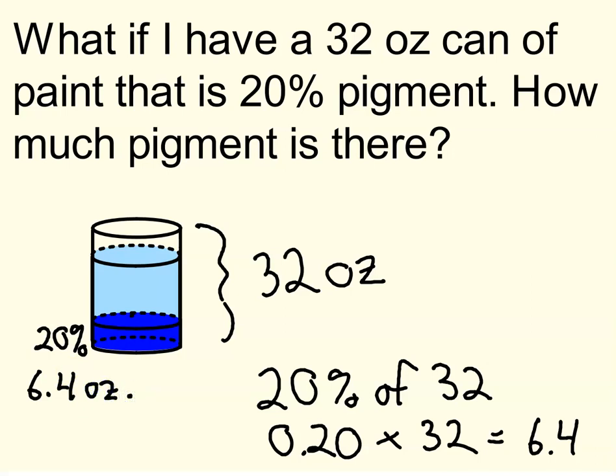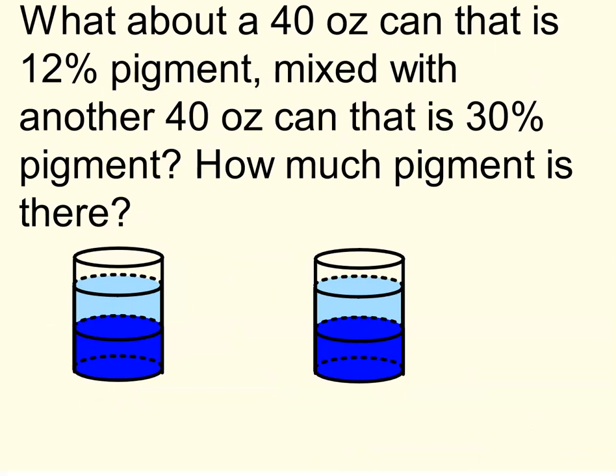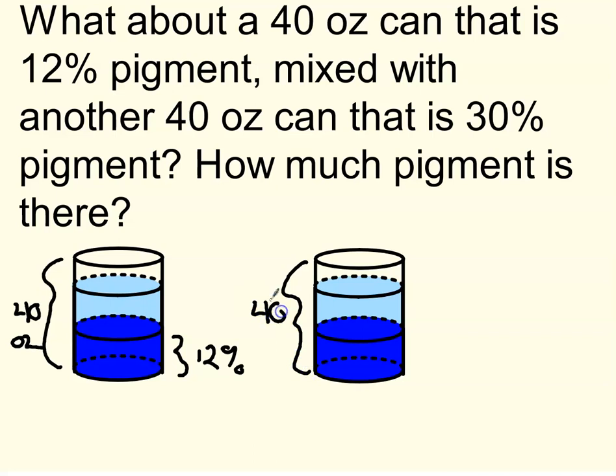Okay? So what about a 40-ounce can that's 12%? Okay, so this one's 40 ounces and 12% pigment. Okay, and another one that's 40 ounces that's 30% pigment. Okay, now our question is, how much pigment is in there?